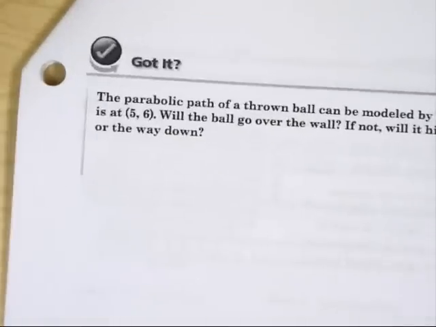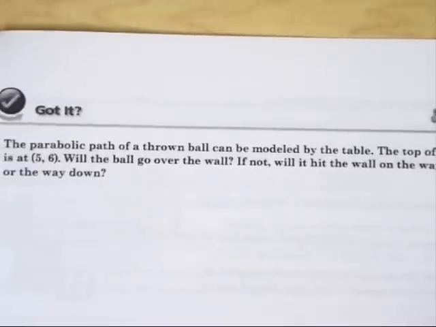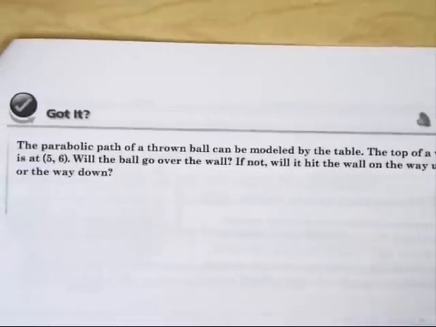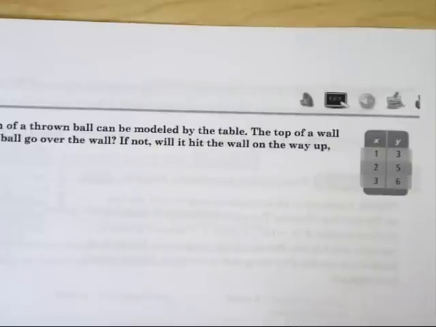Okay, we're going to move on to problem 2, got it? It's kind of the same idea as the previous problem. It's saying a parabolic path of a thrown ball can be modeled by this table. The top of the wall is at (5, 6). Will the ball go over? If not, will it hit it on the way up or on the way down?